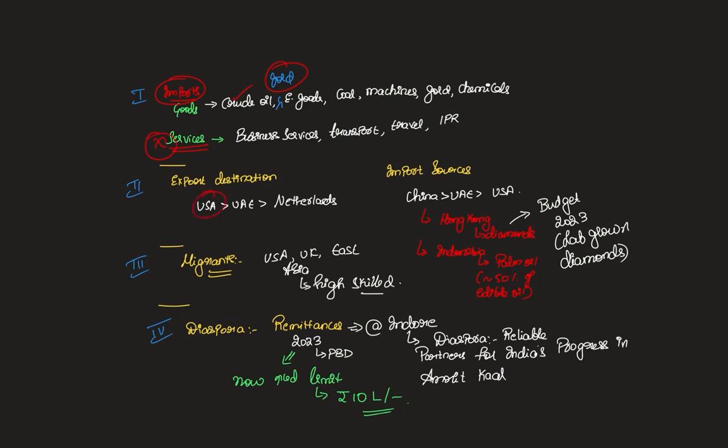As far as the export and import destination and sources are concerned, USA is the major trade partner where we export most of our services and goods. And as far as imports is concerned, we know that China is the major hub where we import our goods from.